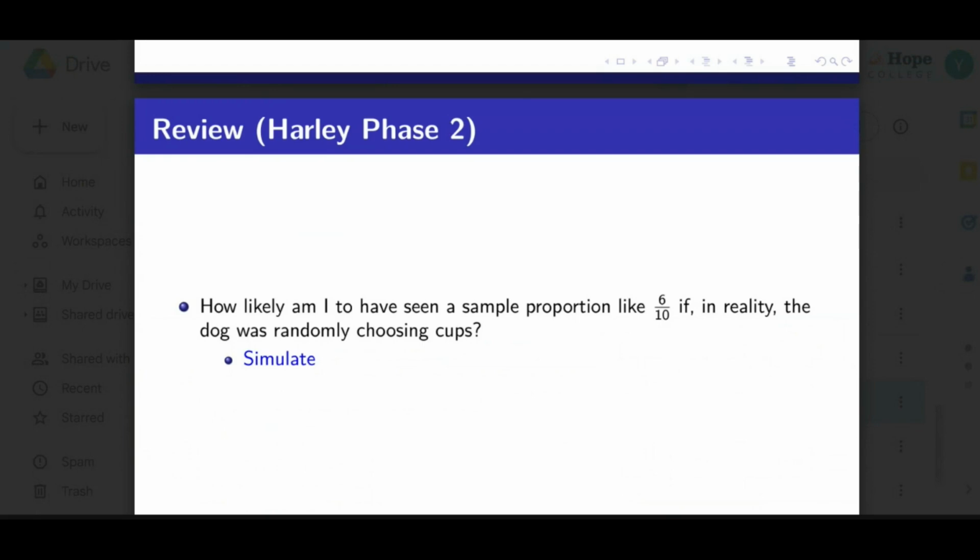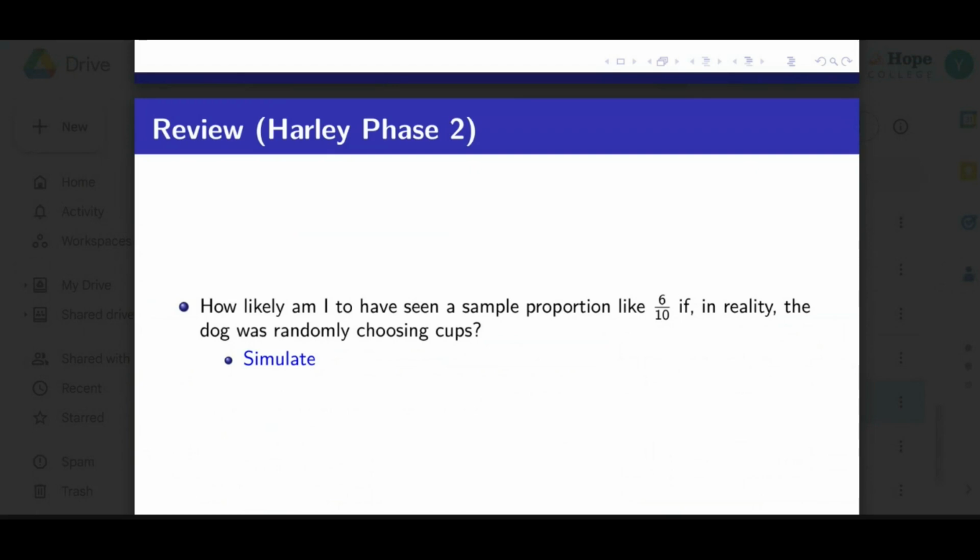Anyway, it just does seem to indicate that the dog was trying to please the human, because when you replace it with a mechanical arm, it didn't do as well. 6 out of 10. But what's the purpose of this? I'm just trying to tell you, if you got a score like 6 out of 10 on a true false test of 10 questions, does that happen quite a bit? And the answer is yes.